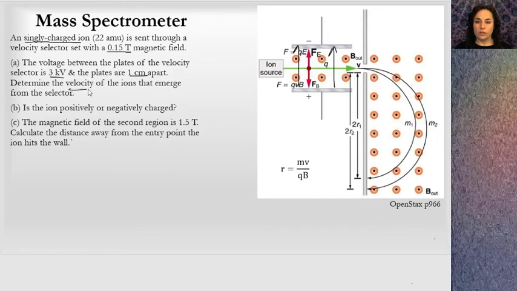And we want the velocity. Okay, so in a velocity selector, those two forces are equal to one another. So I'm going to set QE equal to QVB.